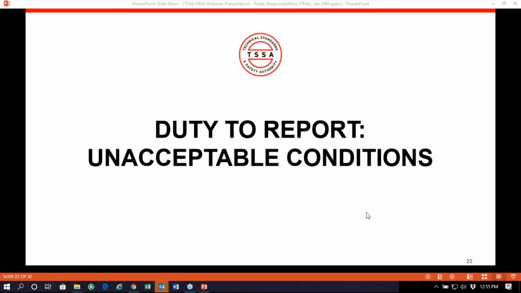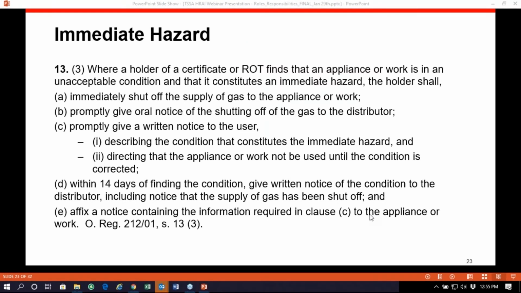So what I like to do is spend a couple of minutes and go through the requirements, and then talk to you about what my expectations are and how you can fulfill your regulatory requirements and not get yourself into any issues.